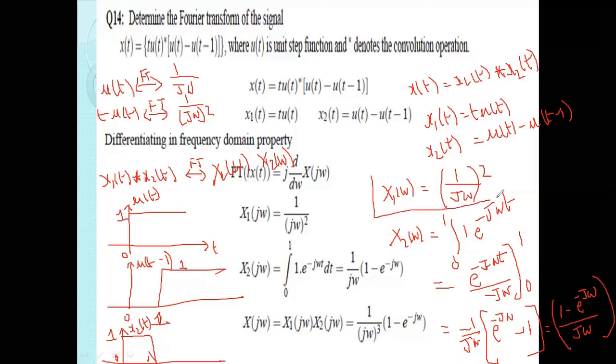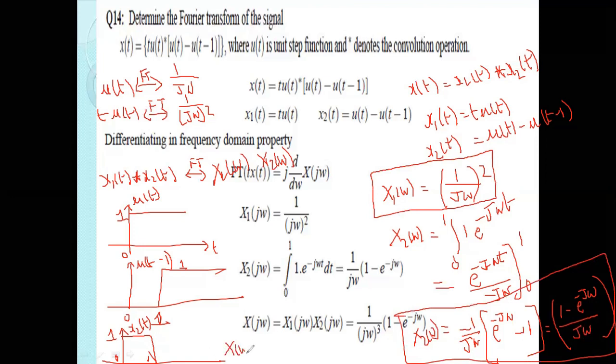Okay, and we got x1 of omega is 1 by j omega whole square, and x2 of omega is equal to 1 minus e power minus j omega by j omega. So multiplying the two functions to get X of omega, the numerator has 1 minus e power minus j omega and the denominator has j omega whole square and j omega, both becomes j omega whole cube. So for the given x of t, using the convolution operation, the X of omega we got is 1 minus e power minus j omega by j omega whole cube.